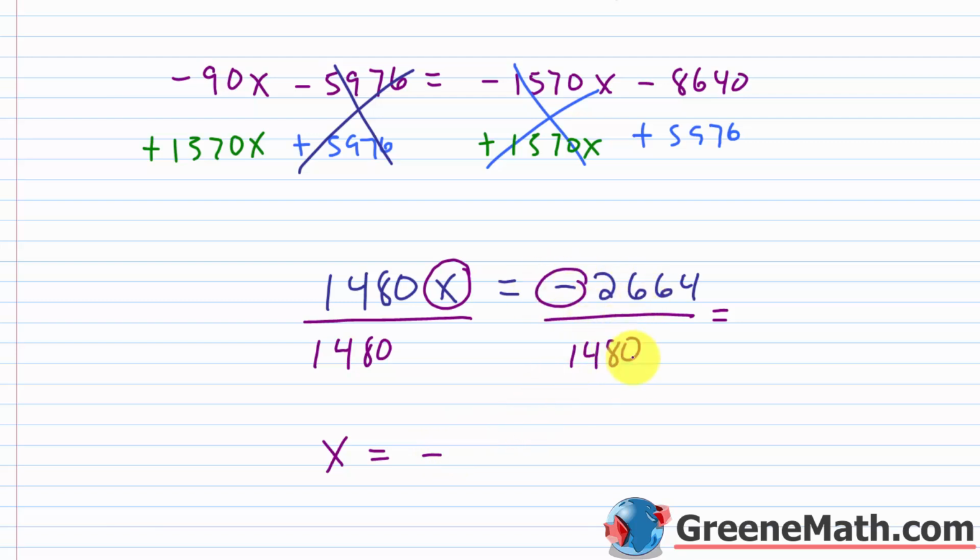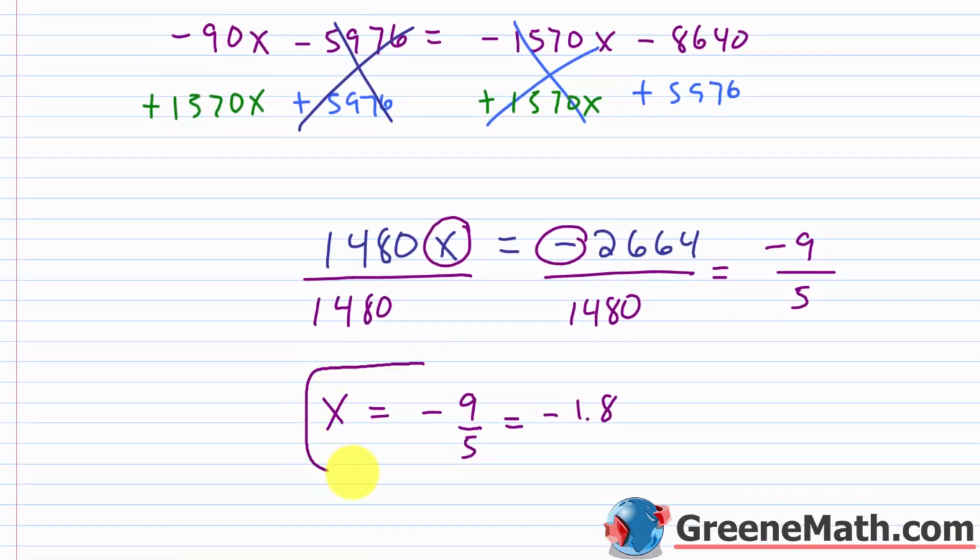If I factored each of these, I would find that we have a common factor of 296. So if I divide 2,664 by 296, I would get 9. So this would be negative 9 over. If I divided 1,480 by 296, I would get 5. So you get x equals negative 9/5. Or as a decimal number, you could say negative 1.8, right, if you did that division. So this would be my answer. Either one of those, you could write x equals negative 9/5 or x equals negative 1.8.